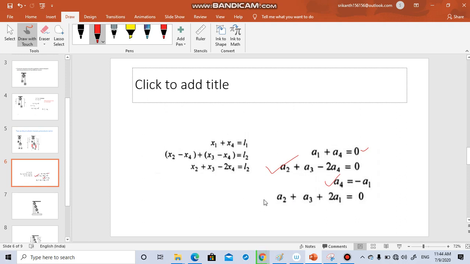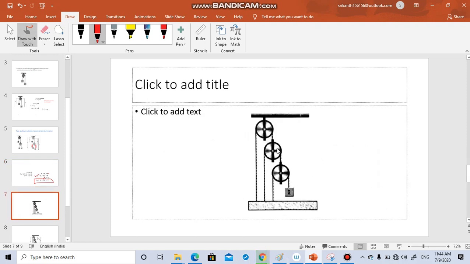So basically here we are discussing how to frame a constraint equation. So here you have this constraint equation in this format. This is how we develop constraint equations. So let's see one more example.